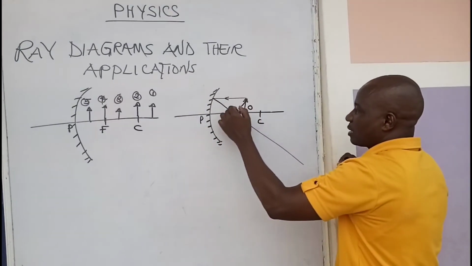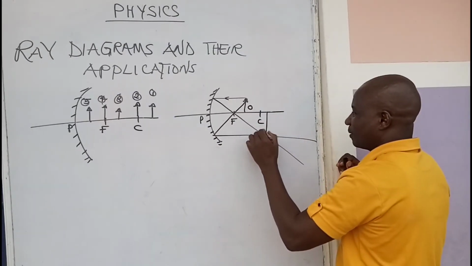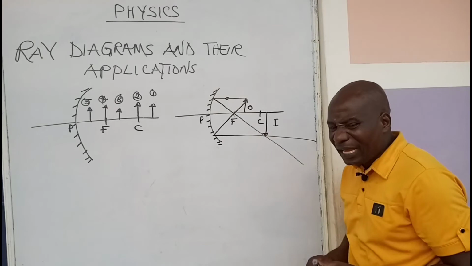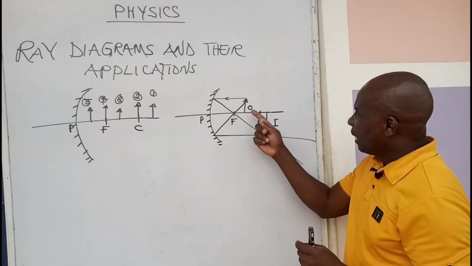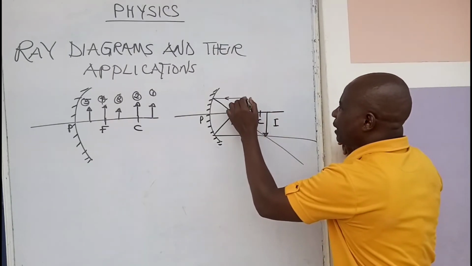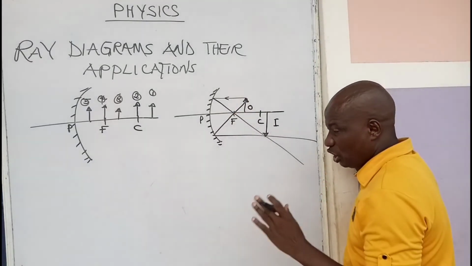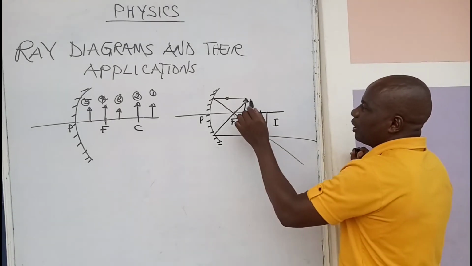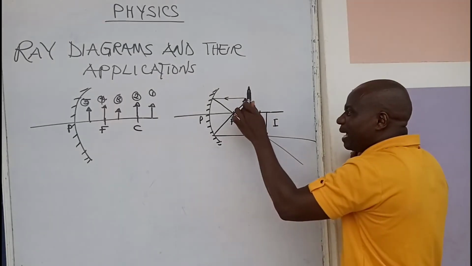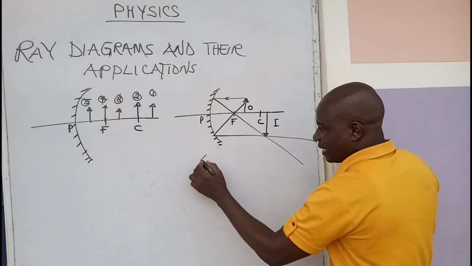Then any ray that passes here, can you now see? This one is going to be our image. Class, I want you to be very, very careful in this sketch. If you understand the concept, honestly speaking, you will not have any problem. Now, this one was here. It was here the other time. We have our image here. Now, our object is here. Our image is here. So, we can now state the characteristics.